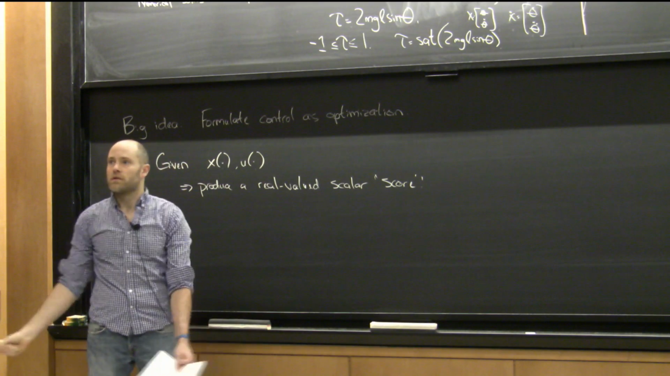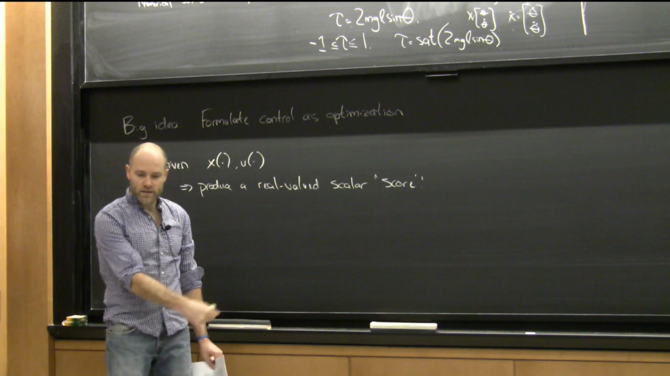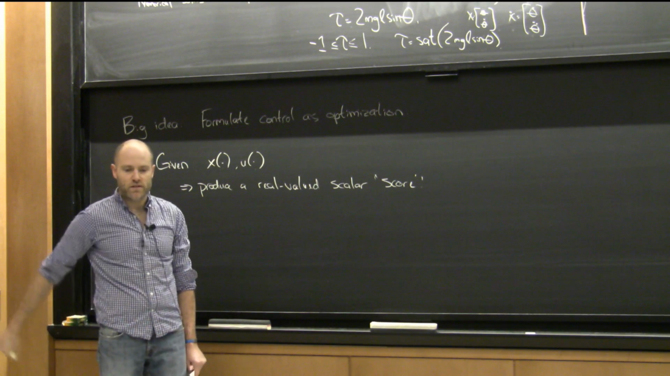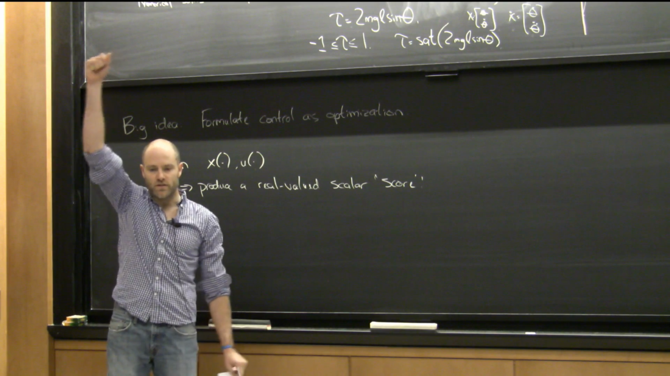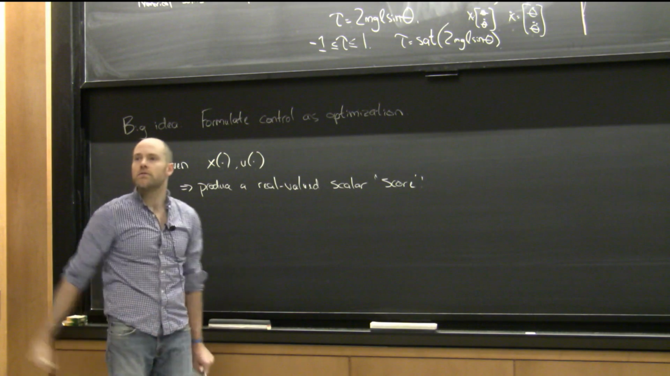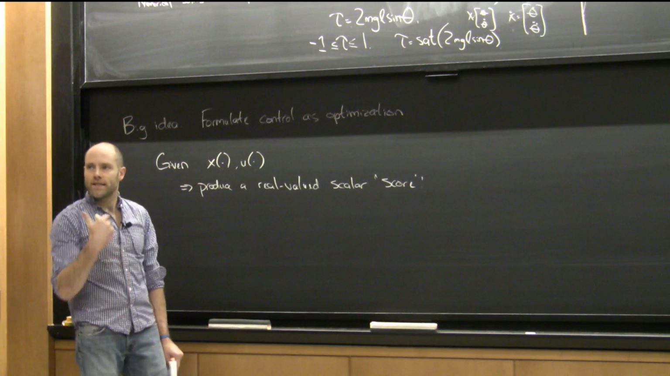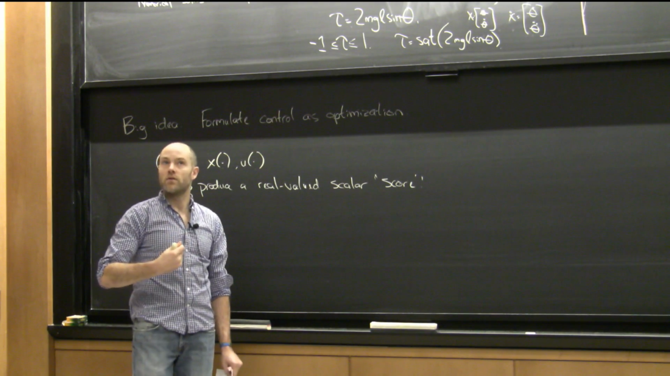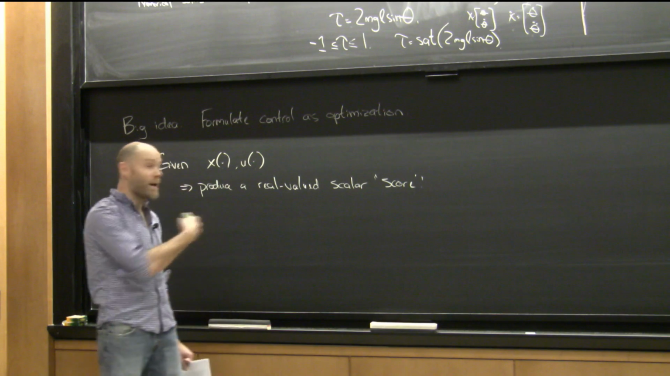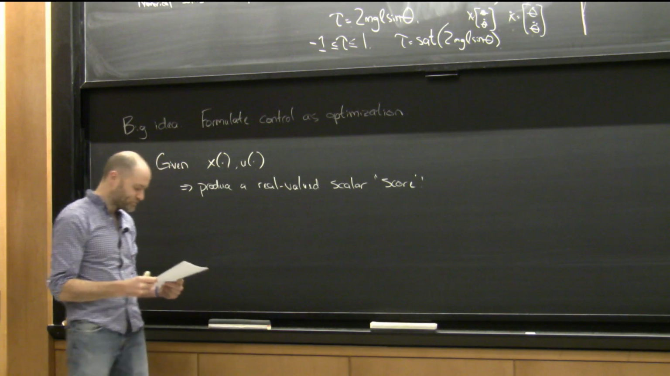And so the game becomes writing down some function that tells me that this was a good thing to do and this was a bad thing to do. How do you observe a trajectory and somehow give a score that gets your controller, when you optimize this objective, to do the right thing?